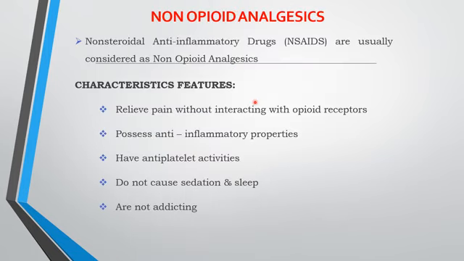And non-opioid analgesics are the non-steroidal anti-inflammatory drugs. They relieve pain without interacting with opioid receptors, they possess anti-inflammatory properties and have antiplatelet activity also, and they do not cause any sedation or sleep. They do not have the property of addiction, whereas opiate drugs cause addiction and tolerance, that is, the person wants to take more and more of the drug.